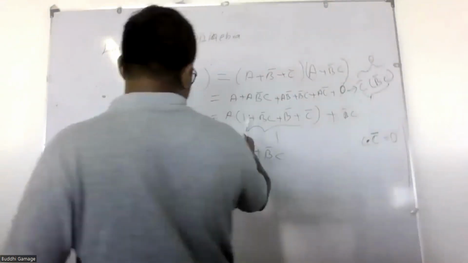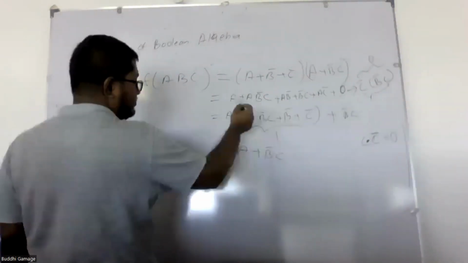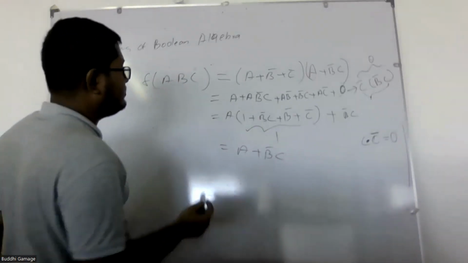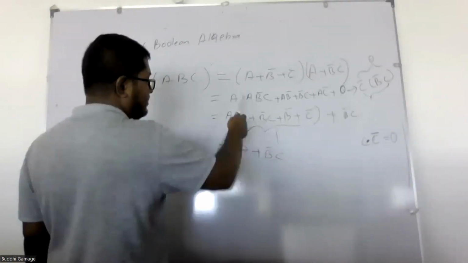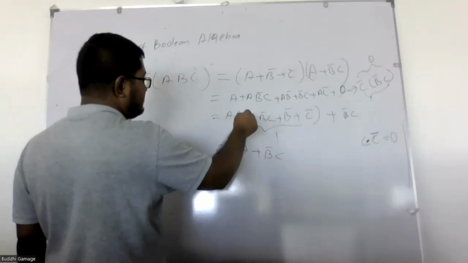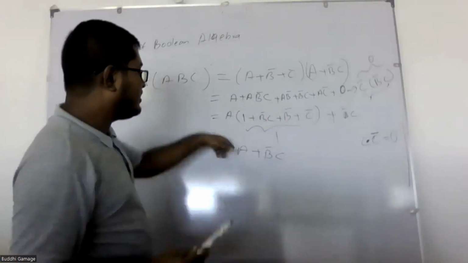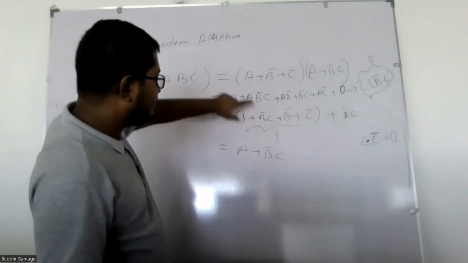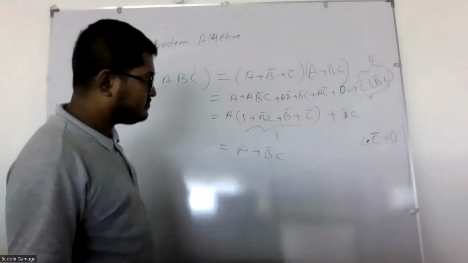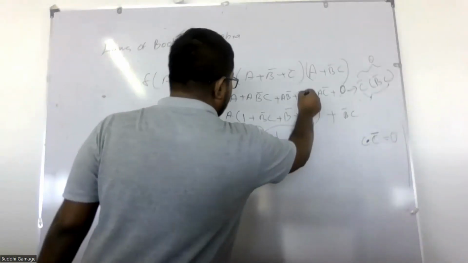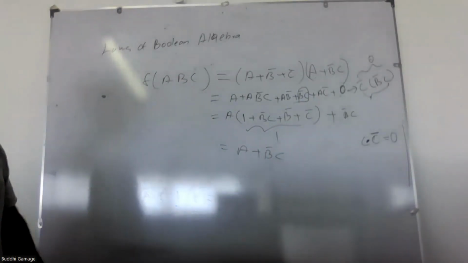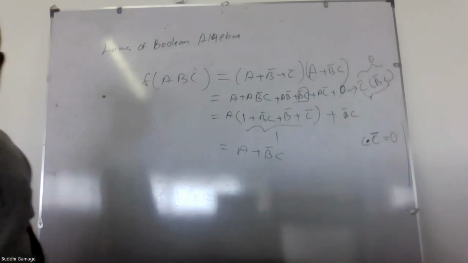And here, since A into A, it will be A. Since it is A, we can take it out and we get a nice 1 plus something. That something will be replaced with this one. And this B plus C will go to 1, right?